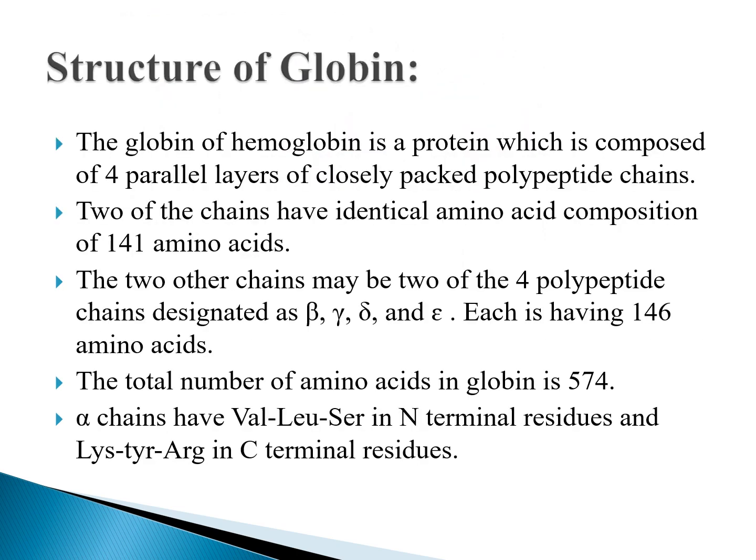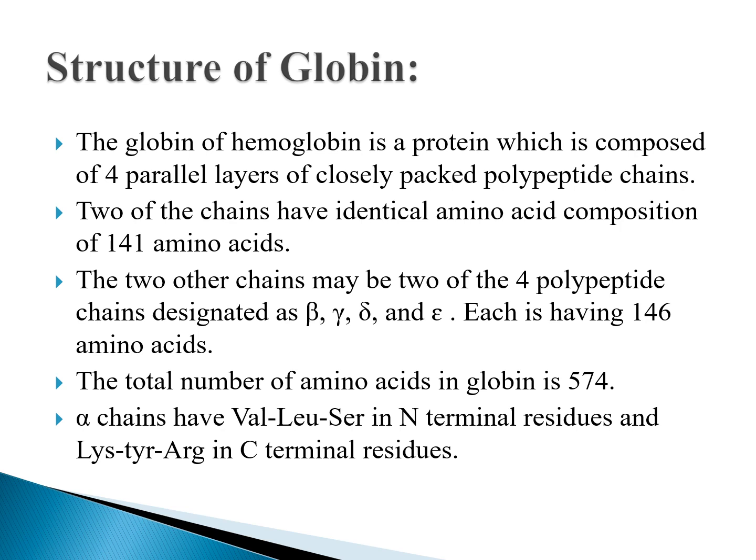Next, coming to the structure of globin. The globin of hemoglobin is a protein which is composed of 4 parallel layers of closely packed polypeptide chains. Two of the chains have identical amino acid composition of 141 amino acids. The other two chains may be of 4 polypeptide types designated as beta, gamma, delta, and epsilon, each one having 146 amino acids. The total number of amino acids in globin is 574.